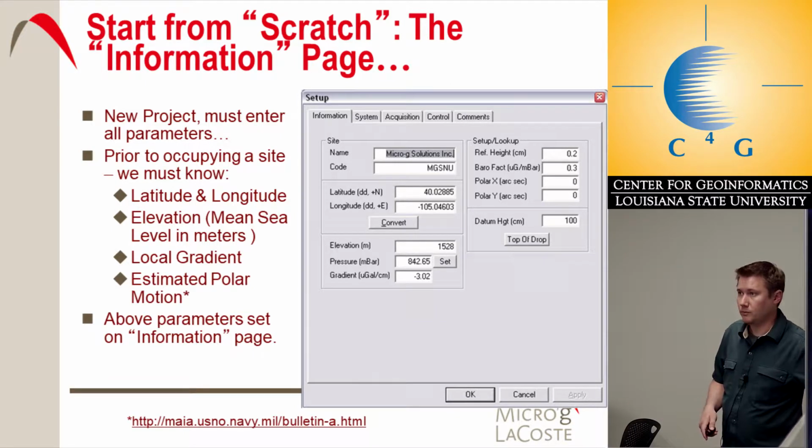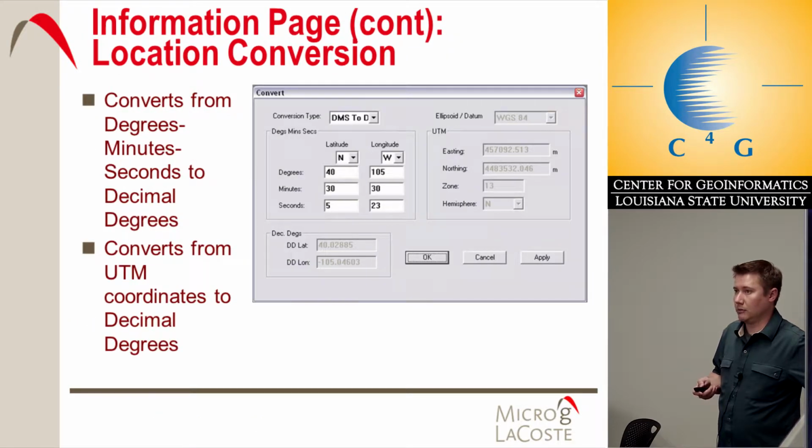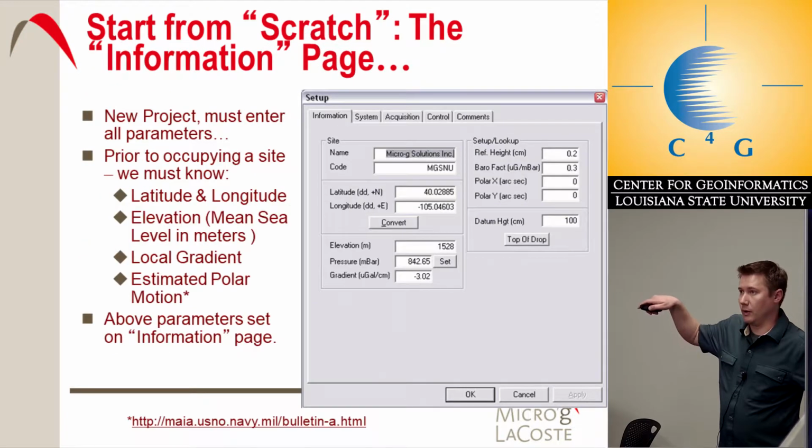Good questions. Anything else about those parameters? Yep, so we can convert degrees, minutes, seconds to decimal degrees, as well as convert UTM coordinates to decimal degrees. This window pops up if you click the convert button right there.